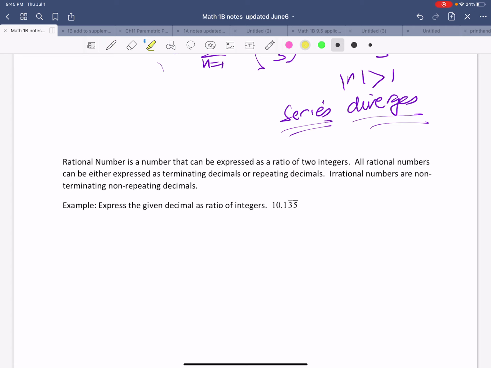Okay, a rational number is a number that can be expressed as a ratio of two integers. All rational numbers can be expressed as either terminating decimals or repeating decimals.